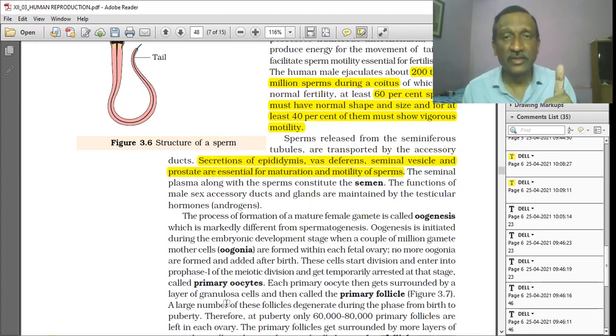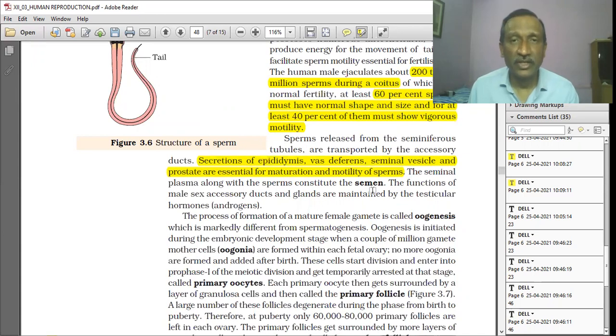The epididymis secretes something which will form seminal plasma. Then the seminal vesicle will secrete some amount of fluid. Then the prostate will too. So these three, and the vas deferens is also mentioned here. Their secretion gives the sperms the ability to move, and it makes them matured. Now, the seminal plasma along with the sperm constitutes semen.